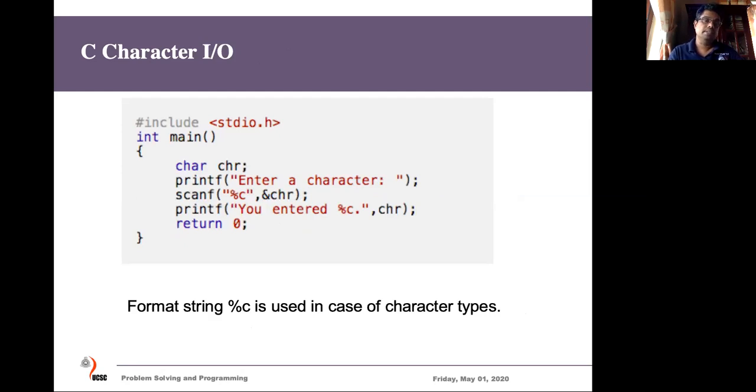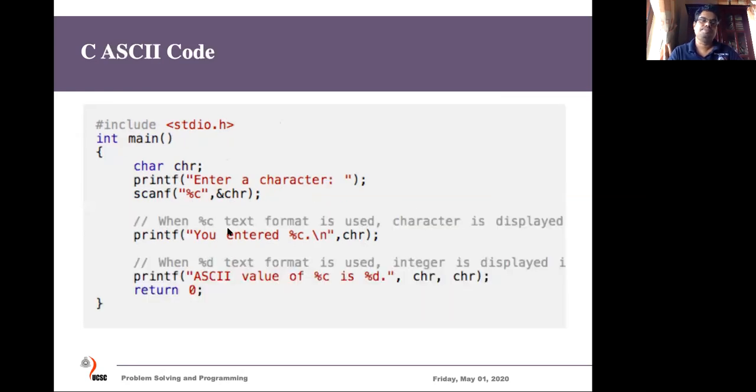Similarly, we can read characters, letters. In case we want to read characters, we have to define a character variable. And in the scanf function, we should use the formatted string percentage sign c for characters and pass the address of c, so it can read the characters. Characters are handled in C as integers. So when you read a character, that memory location actually stores the ASCII value of that particular character.